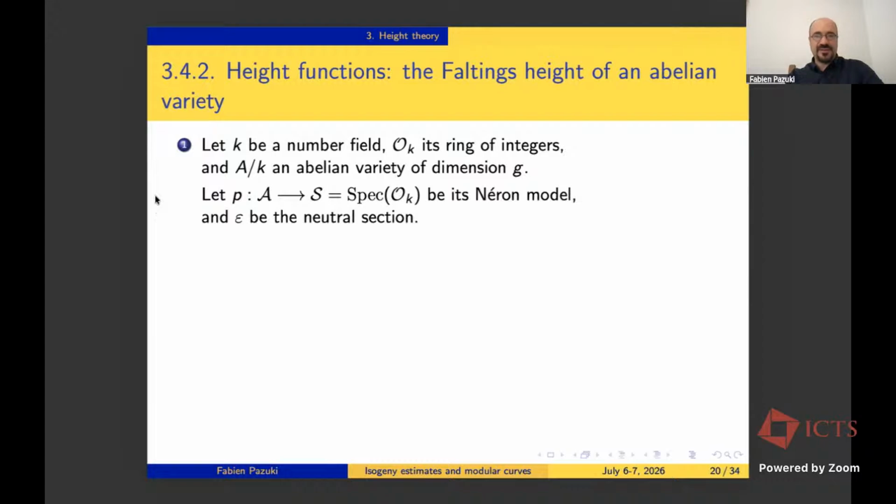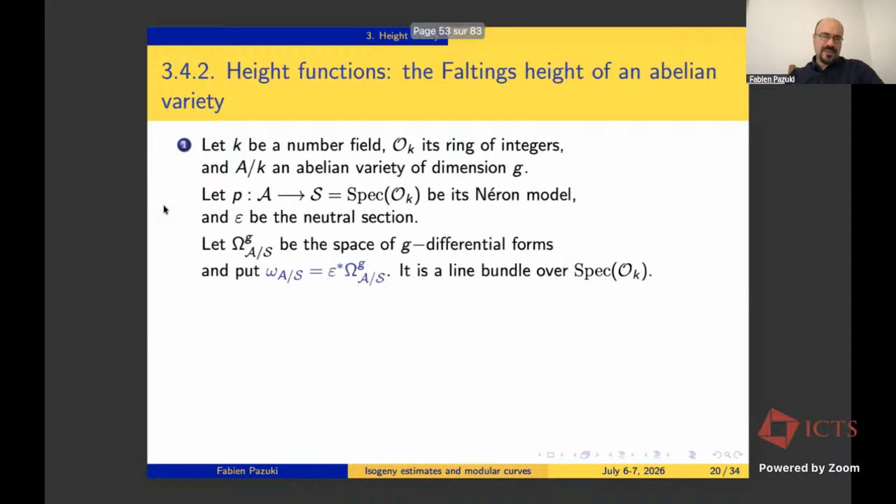It is a beautiful construction. This is a classical construction as well. This Néron model has a neutral section. From S you can go up and target the neutral element at each fiber. That's the neutral section. So what we're going to do is focus on the space of g-differential forms on the scheme. And what we're going to do here is take the pullback of this space through the section to get something well defined on S. Okay, so what is this move?